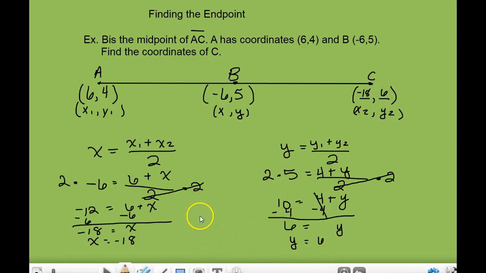So the coordinates of C would be negative 18, 6. And that's it. That's how you find the endpoint when you're given the other endpoint and the midpoint.